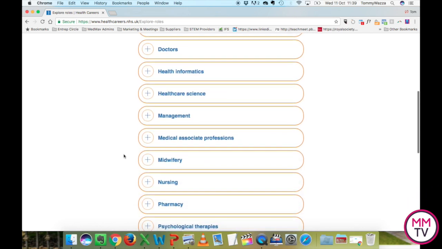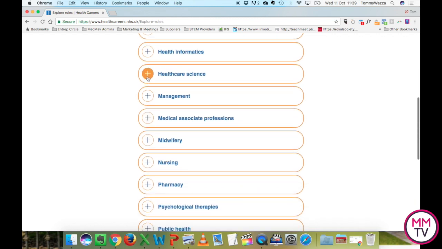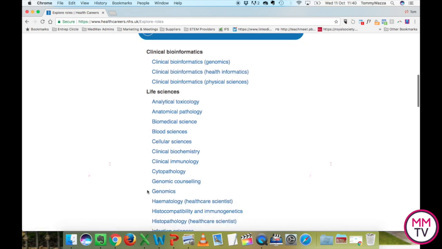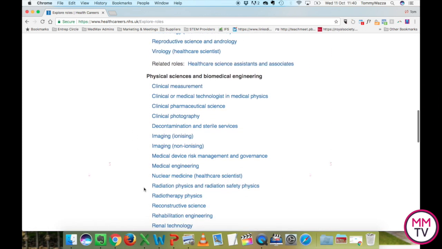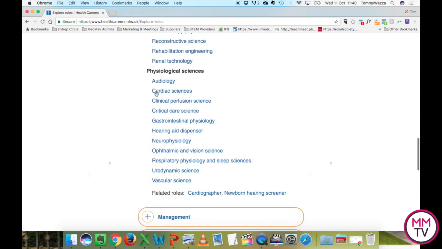Okay, let's have an example. Let's start with healthcare science. Many of the careers in healthcare science, if you get levels 9 to 4 at GCSE in maths, English and science, you can go into. So you've got bioinformatics, which is maths and statistics; life sciences, a lot of which is lab-based work; physical sciences and biomedical engineering, which is to do with imaging, radiation treatments and engineering; and physiological sciences, which is all about the body and working with patients to diagnose different conditions. So this is where we're going to start.